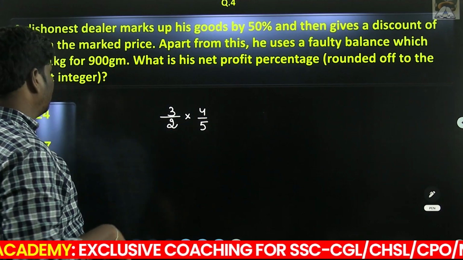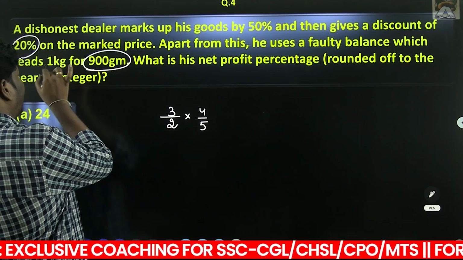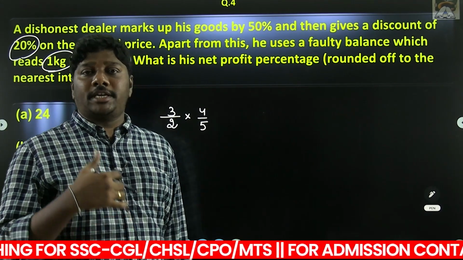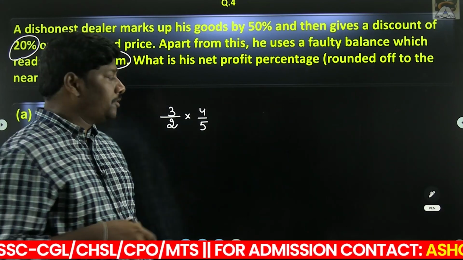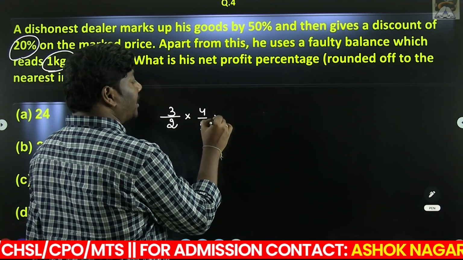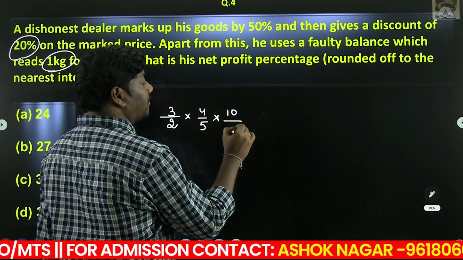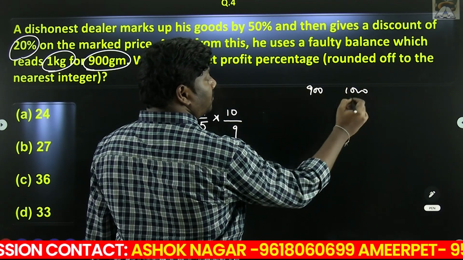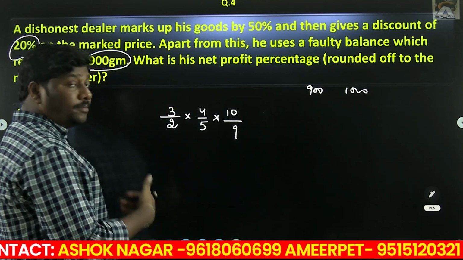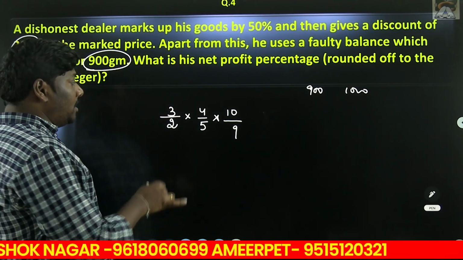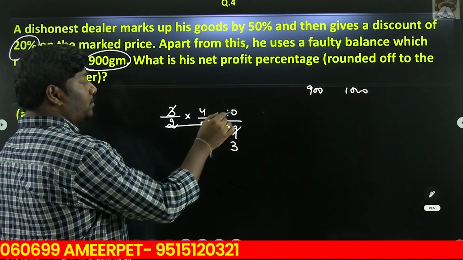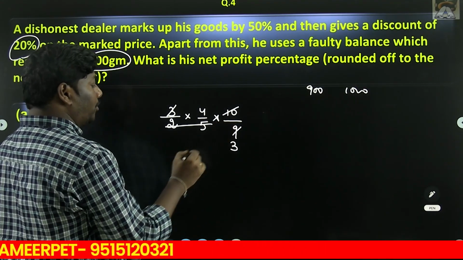When you are selling your good, when you are saying 900 grams for a kg weight, you are only giving 900 grams. Kg means 1000, you are giving only 900. So your profit, in terms of fraction, I would say is 10 by 9. Because it's 900, this is 1000. 1000 by 900, in terms of fractions, I am taking it. 3 3s are 9, 5 2s are 10, cancel. So you got 4 by 3.